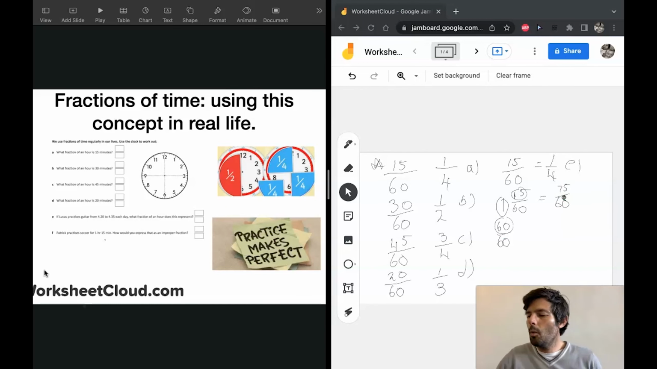We could also say 1 multiplied by the denominator 60 is 60, plus the 15 is 75. But then it would be worthwhile simplifying 75 over 60. So if you recognize that 15 also goes into 75 5 times, and 15 goes into 60 4 times, there is your simplified improper fraction.